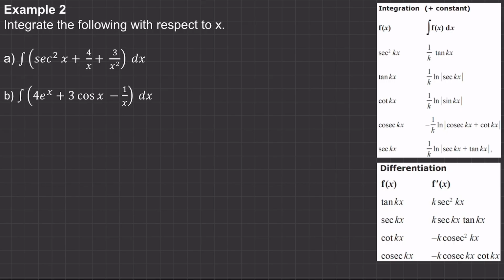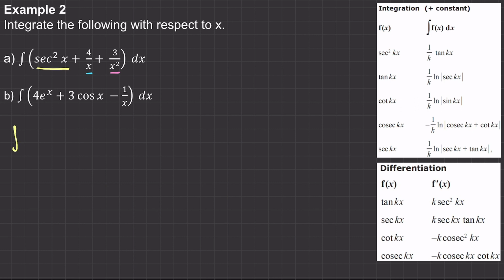Okay, so in example 2, we've been asked to integrate the following with respect to x. So the first one is the integral of sec squared x plus 4 over x plus 3 over x squared, all integrated with respect to x. So the first thing I'm going to do is split this up into 3 separate integrals. We'll have this as the first one. We'll have 4 over x as our second one, and 3 over x squared as our third integral. And I can write each of them separately.